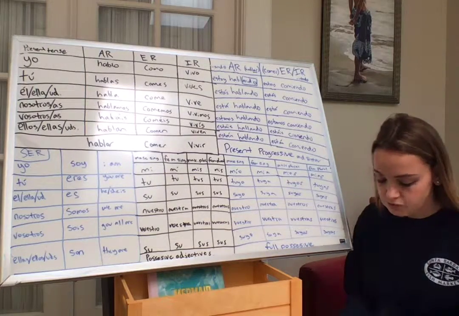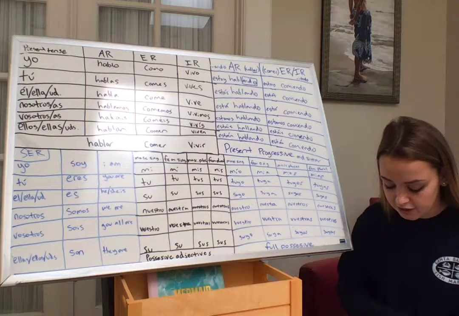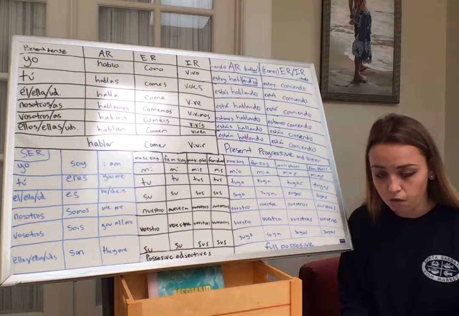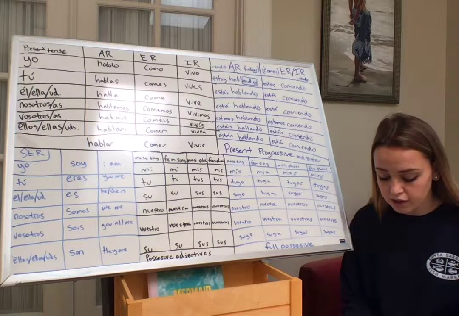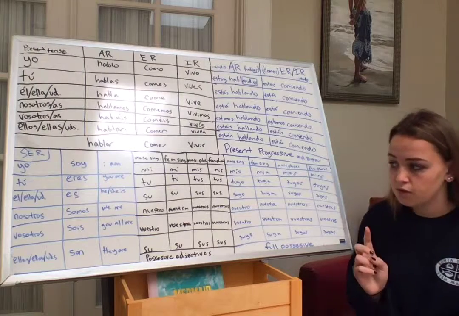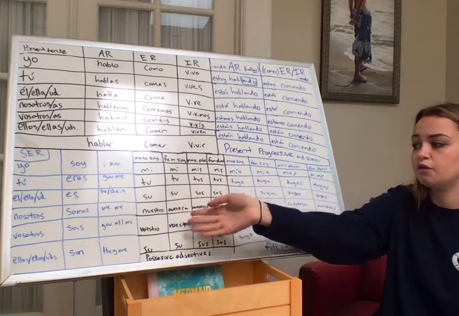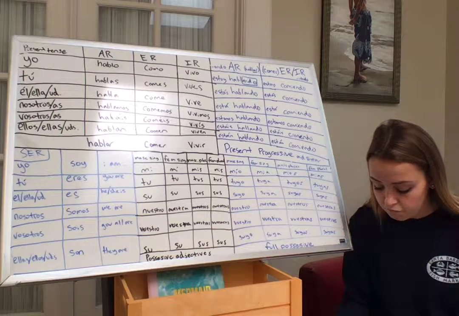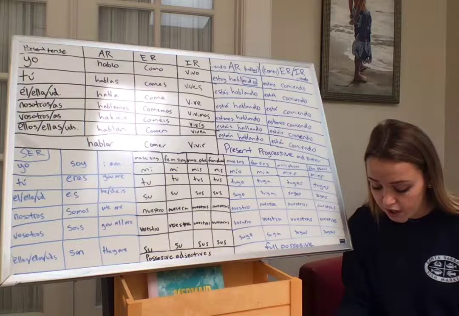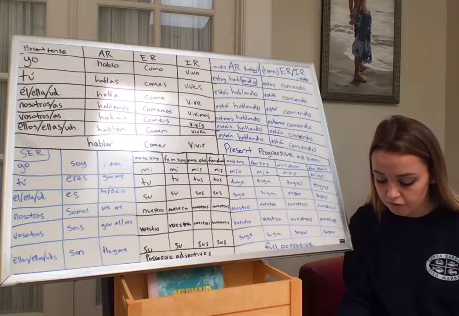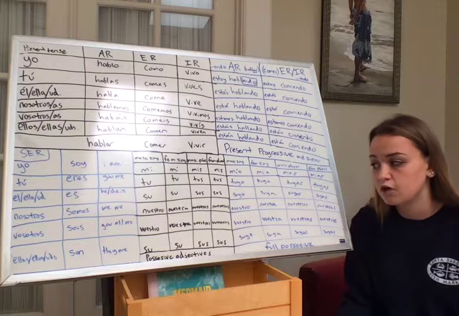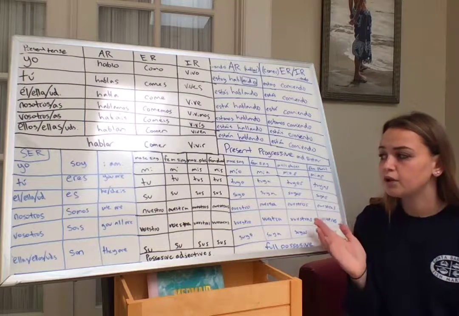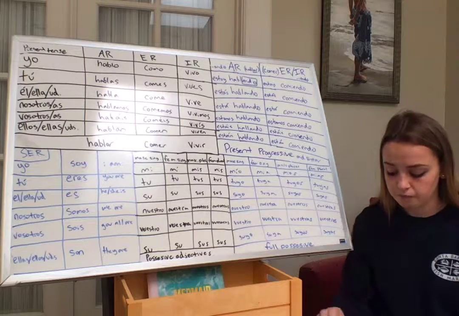An example sentence for possessive adjectives. Mi viaje a Mexico. Now, you're just talking about one trip, so you would use the singular form. But if I said mis vacaciones maravillosas, you're talking about more than one vacation, so you would use the plural of the possessive.